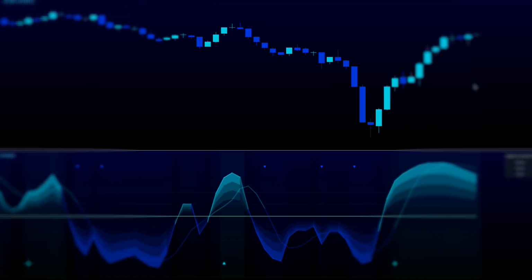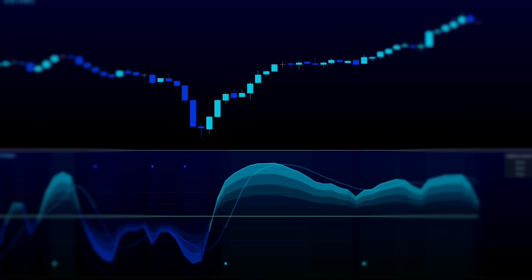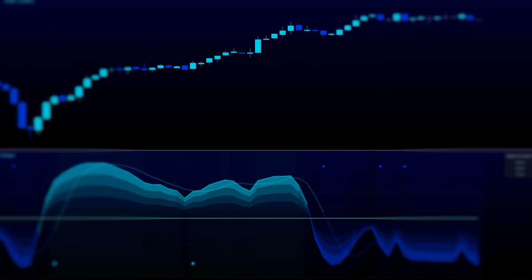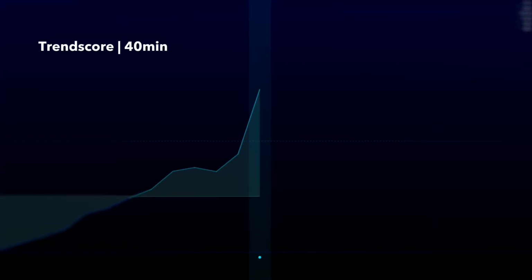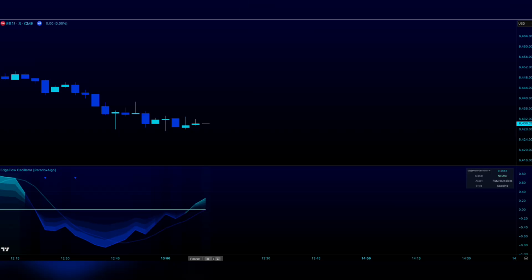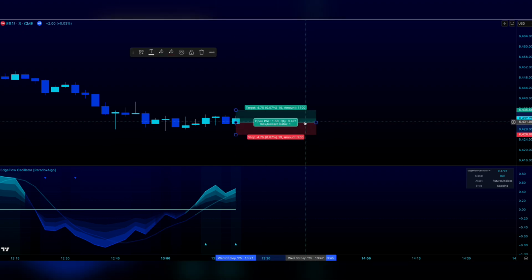Here's a pro tip. If you want to squeeze out extra profit, you can wait for a second triangle before exiting. Higher risk, but sometimes higher reward. Check this out. Trend score showing bullish strength. So we're hunting for up triangles to go long. There's our first up triangle. Big money just hit the buy side. We're going long right here.